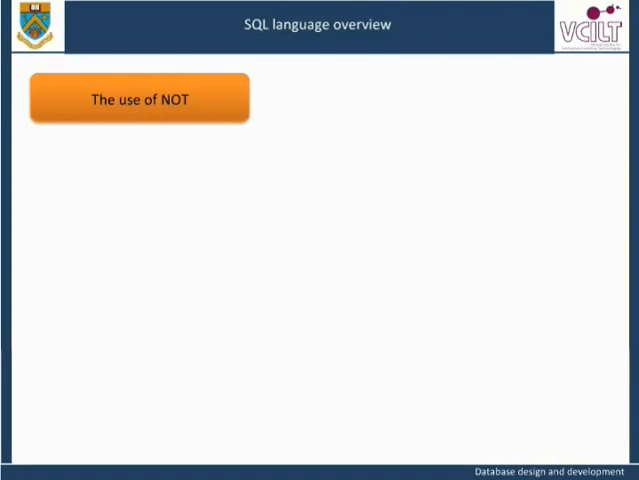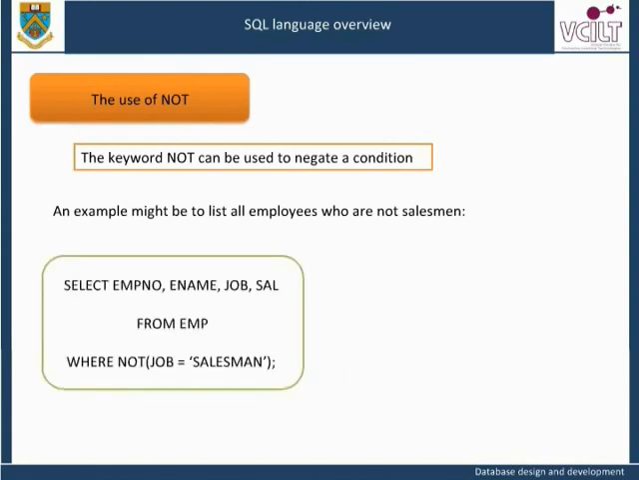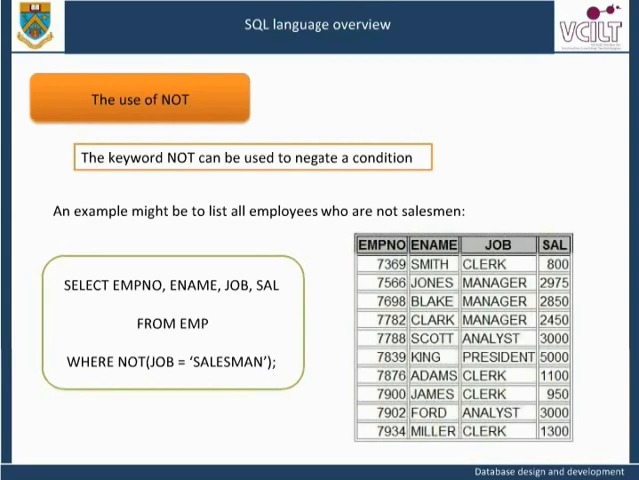The use of NOT. The keyword NOT can be used to negate a condition, that is, only records that do not meet a condition are selected. An example might be to list all employees who are not salesmen. Select employee number, employee name, job, salary from employee where not job equals salesman.